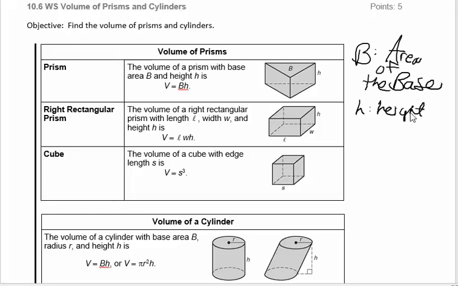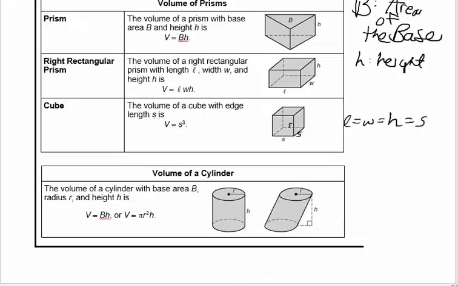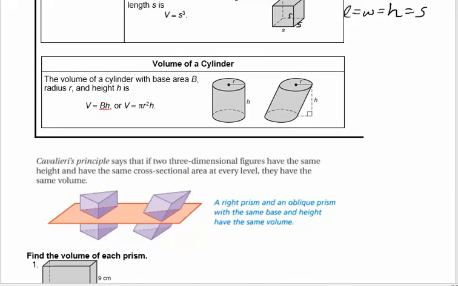Let's see, little l is length, little w is width, h is height again. S, if it's a cube, you can call every side S. All of them will be the same. The height will equal the length, will equal the width. You could use any of those letters. And then in a cylinder, the formula is area of the base, or because it's a circle, you could do pi r squared, which is the area of a circle, times the height.